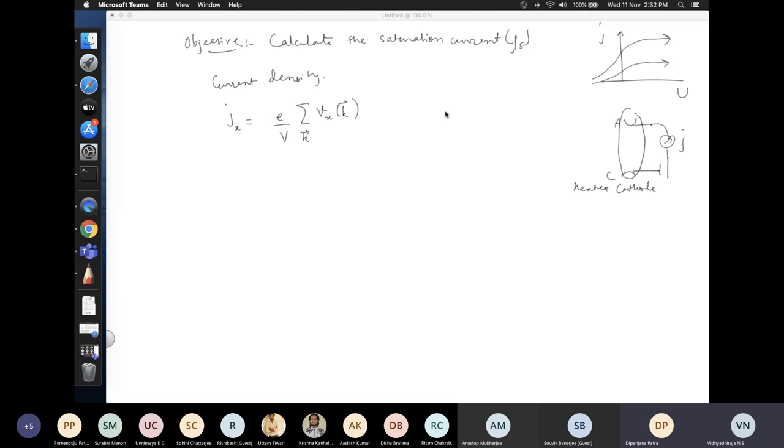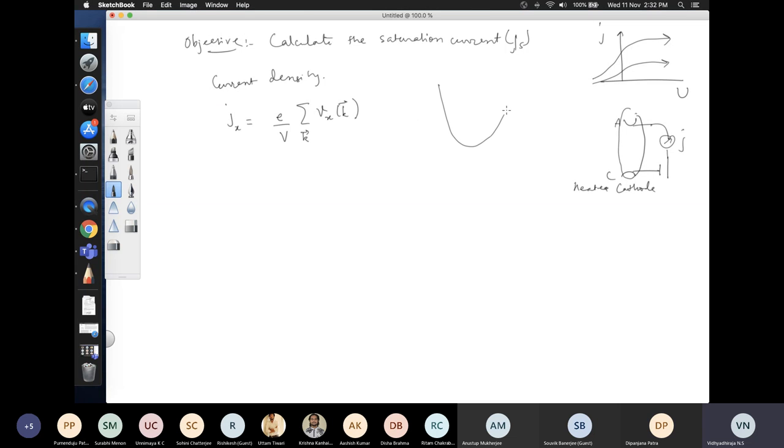Yes, correct. But see, there are many spaces in which we live. There is a k space, energy space, real space. So when you say outer, it's outer with respect to what? The reciprocal space, in the momentum space. Yes. So in the momentum space, what is outer and what is inner? Is it outside the Brillouin zone, or inside the Brillouin zone? Outside the Brillouin zone can actually be mapped to inside the Brillouin zone. Remember that.